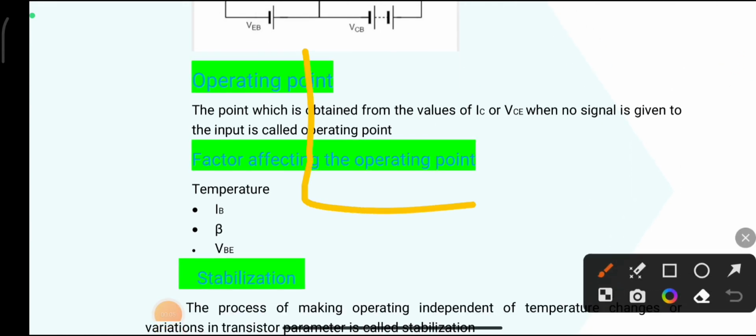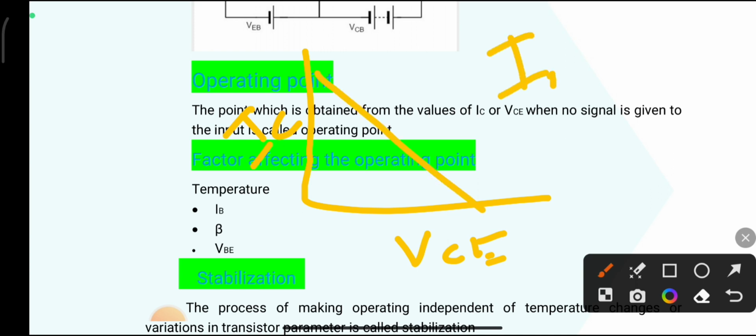here we have VCE and IC. This is the DC load line. When IB increases, IC also increases, from the relation IC is equal to beta times IB.